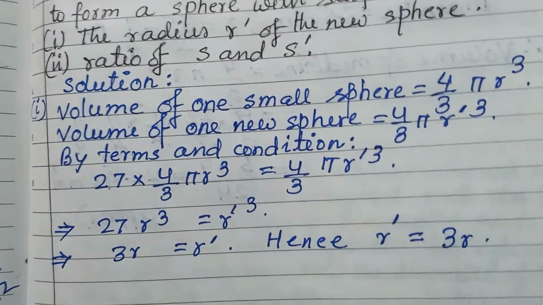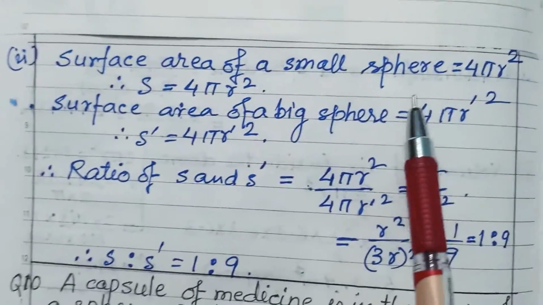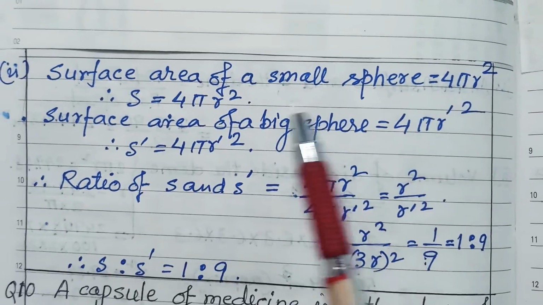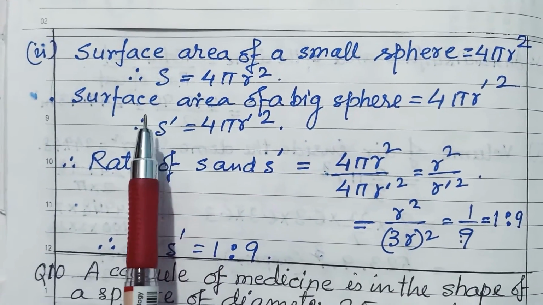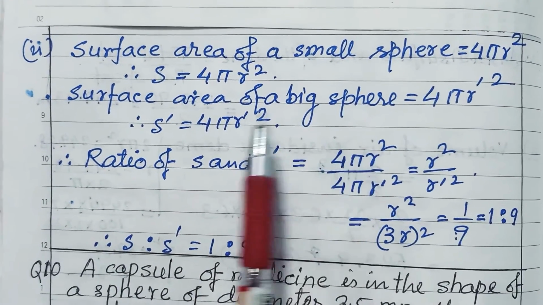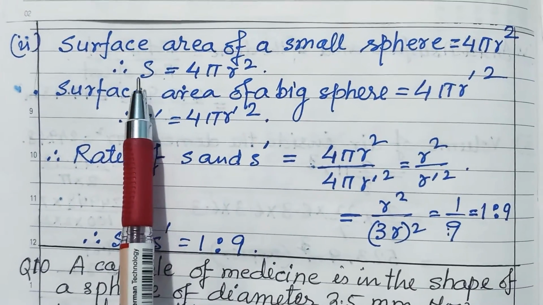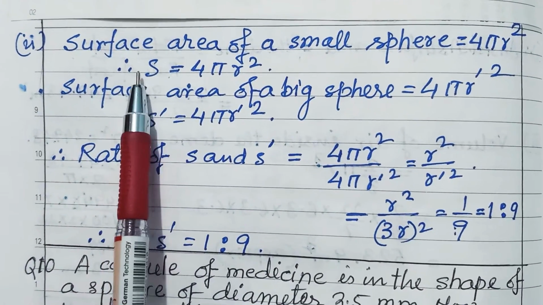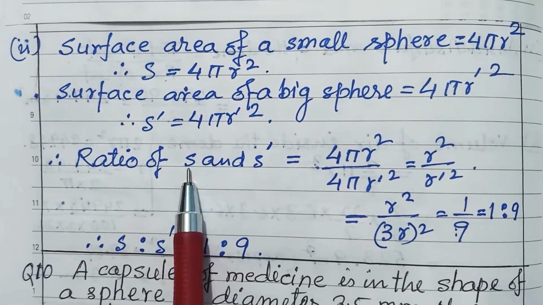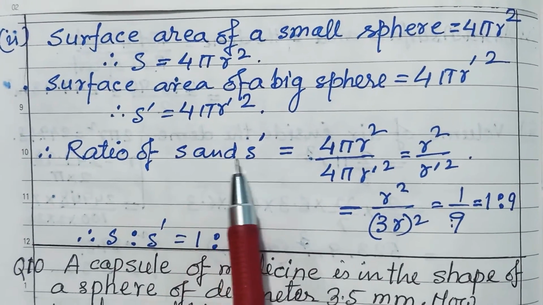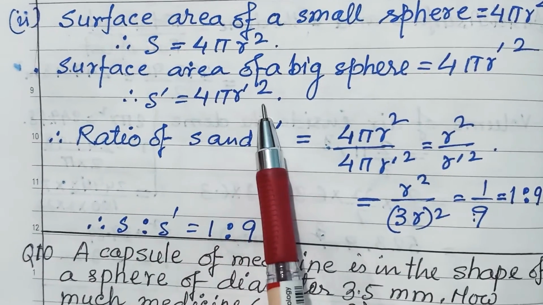Now the second part of this question. The surface area of the small sphere is S, equal to 4 pi r square, and S dash, the surface area of the big sphere, is 4 pi r dash square. The second part asks for the ratio of the surface areas of the two spheres. So the ratio of S and S dash is 4 pi r square upon 4 pi r dash square.